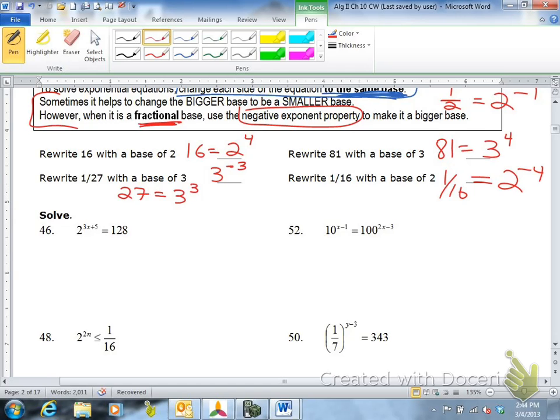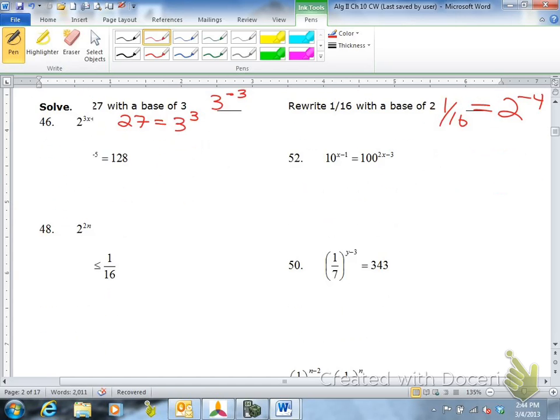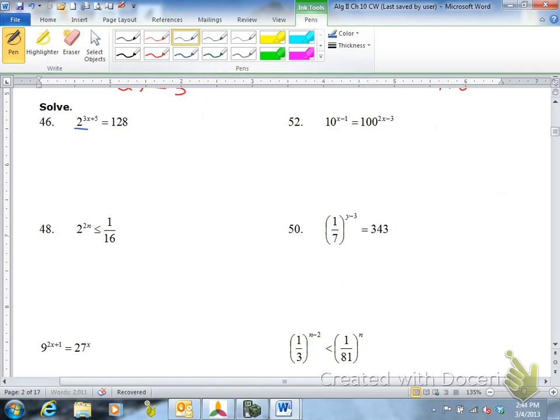And this is the idea that we use to solve the following equations. On the first one, you see a 2 and a 128. You want to change the bigger number, 128, to a base of 2. So we'll rewrite the left side, and it equals 2 to the what is 128. And it's 2 to the 7th. 2 to the 7th is 128. Once the bases are the same, you can ignore the bases and set the exponents equal to each other. Then it's a pretty easy equation to solve. You get 3x equals 2, x is 2/3.